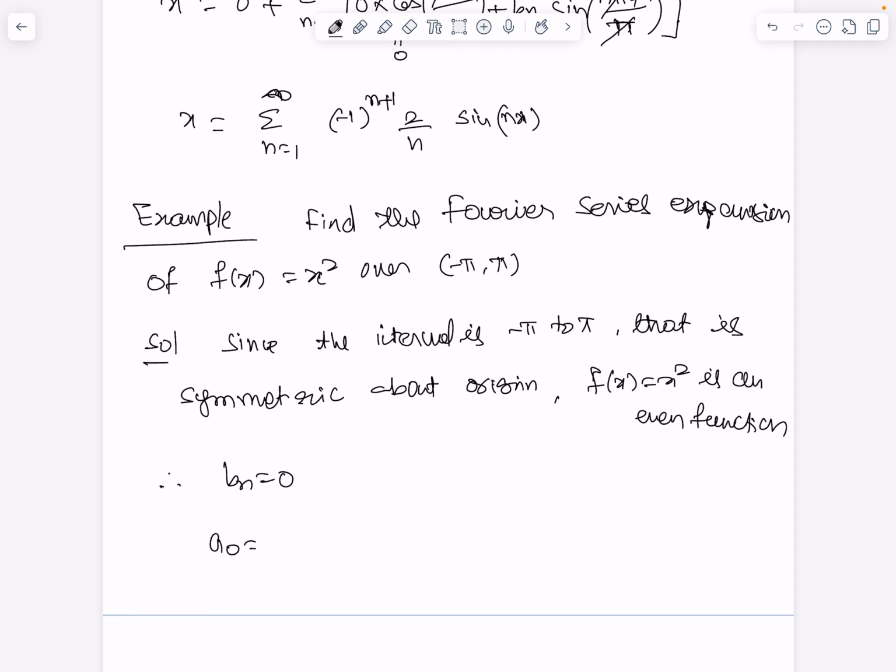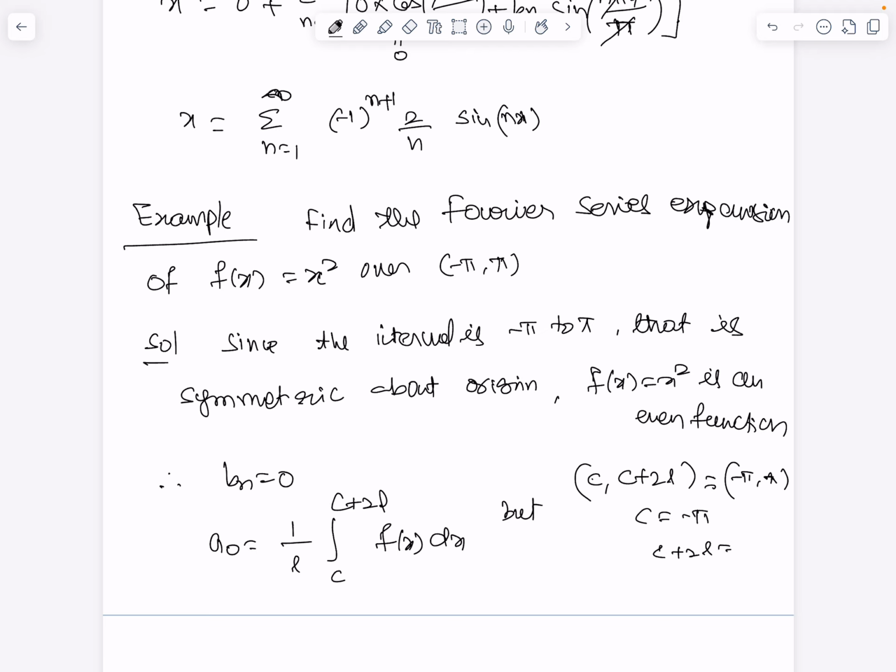What about a0? a0 is equal to 1 by L, integral from c to c plus 2L of f of x dx. But the interval c to c plus 2L is equivalent to minus pi to pi. I mean, we are equating to get the L value. Therefore, c is equal to minus pi, c plus 2L is equal to pi, and minus pi plus 2L is equal to pi, 2L is equal to 2 pi, and then L is equal to pi.